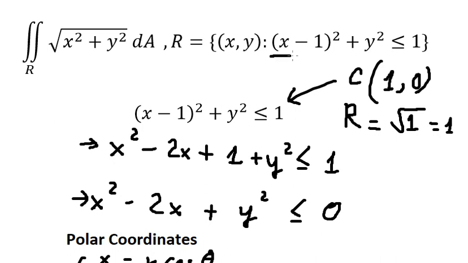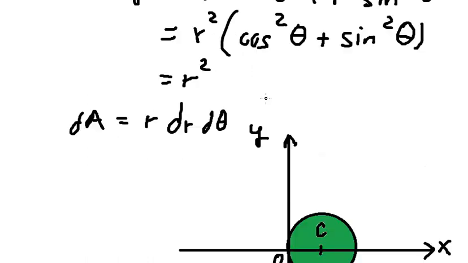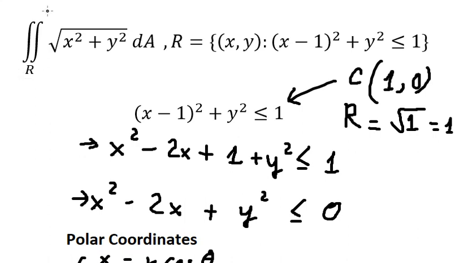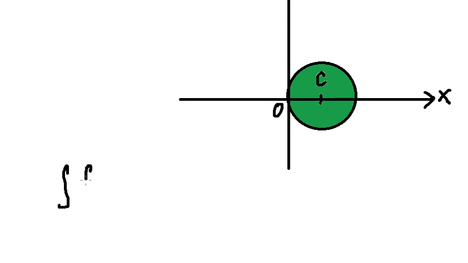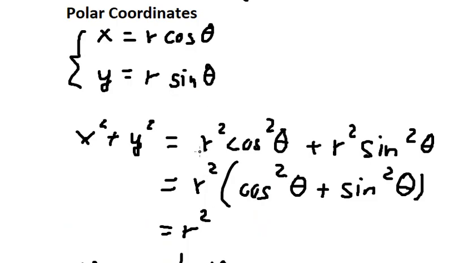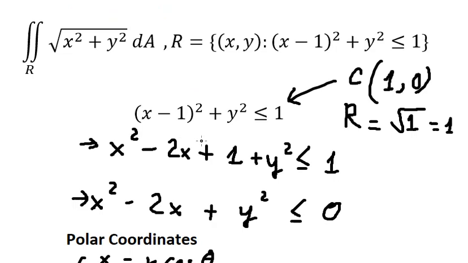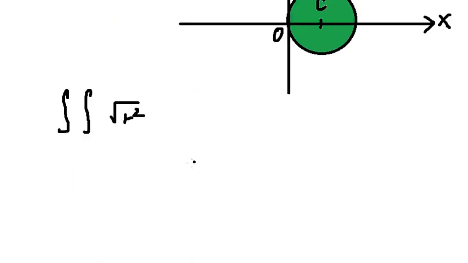So if we look carefully, they want to find the value of these double integrals with the region less than or equal to number 1. That means they want to find all the values of this one in here. So we need to find the bounds of this one. So x squared plus y squared is r squared. And dA we change for this one.